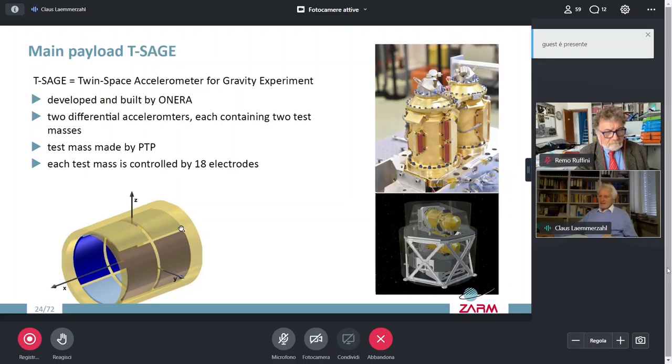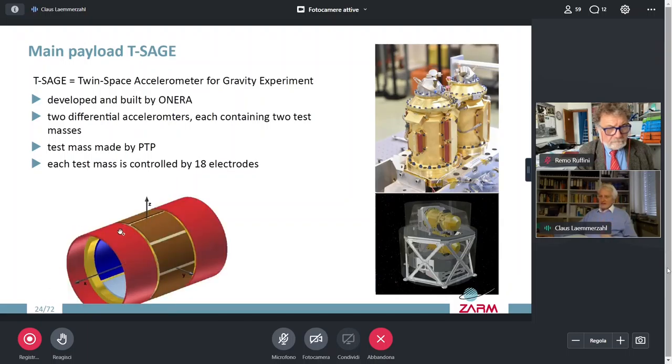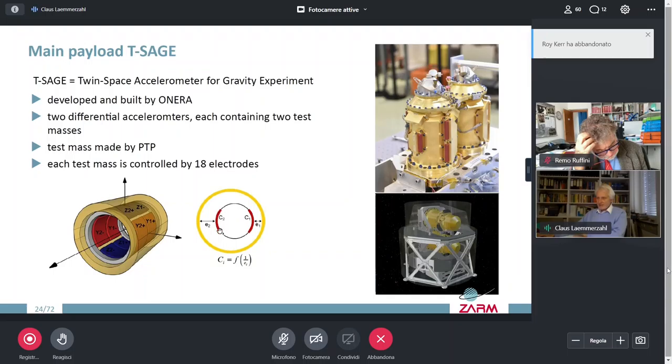So you have here the test masses, and you have electrode surfaces there, and with that you can orient the inner test mass with respect to the outer test mass. There is no connection between them, but you have electrostatic forces which can be handled through these electrodes. You have 18 electrodes by which you can control these test masses. This here is the full setup, and this is how it is built into the satellite. The two test masses are freely falling with respect to each other, and one has to make sure that the inner test mass does not hit the outer test mass, so for that we need the electrodes.